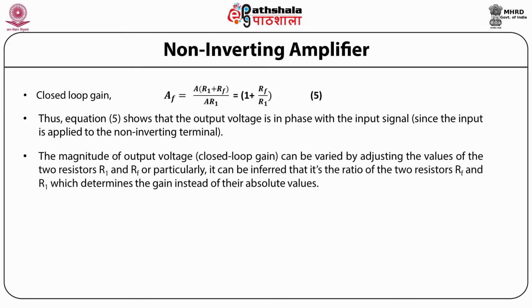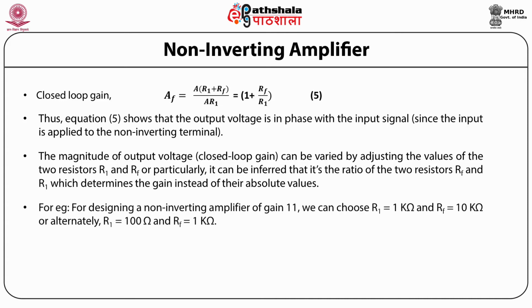The magnitude of output voltage, that is the closed loop gain, can be varied by adjusting the values of the two resistors R1 and Rf. Particularly, it can be inferred that it is the ratio of the two resistors Rf and R1 which determines the gain instead of their absolute values.